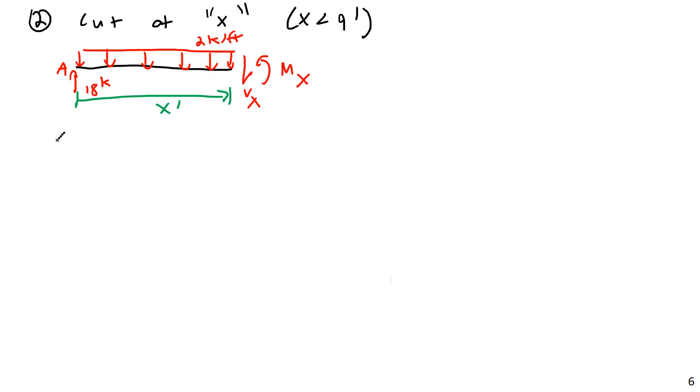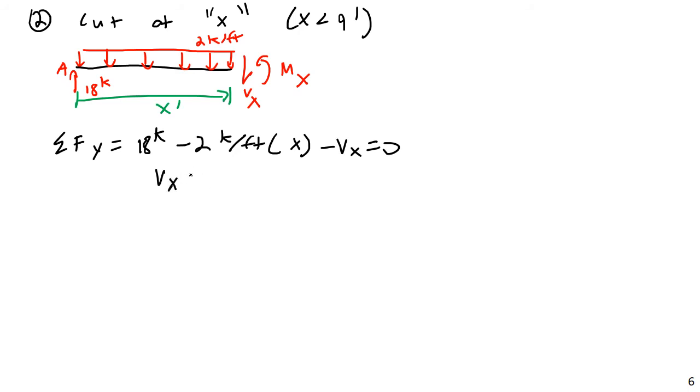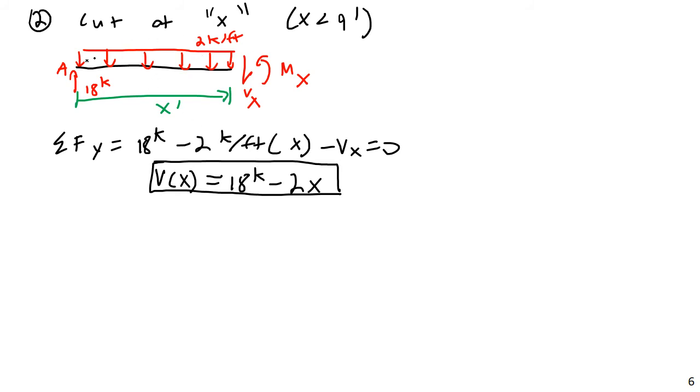So if I just do a sum of forces in the y direction, I will get 18 kips upward minus 2 kips per foot times a length of x feet minus Vx is equal to 0. If you solve for this, you will get not a fixed value, but V as a function of x is equal to 18 kips minus 2x. So again, 18 was just the upward force here. And then downward, I needed to take the total downward load of the distributed load. It has a magnitude of 2 kips per foot, multiplied by a length in feet x, so you get the total 2x. Then solve that, you get 18 kips minus 2x.